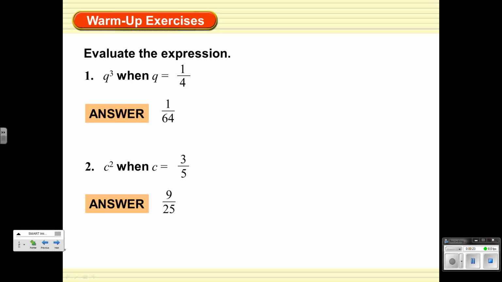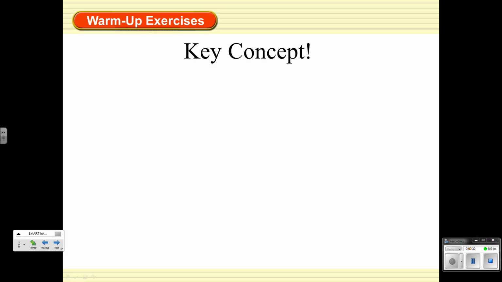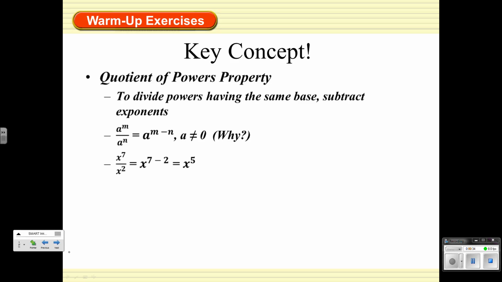Okay, there are the answers to the warm-up exercises. If either of those do not make sense to you, then please bring those questions to class. Here's our first key concept, all right? The quotient of powers property.